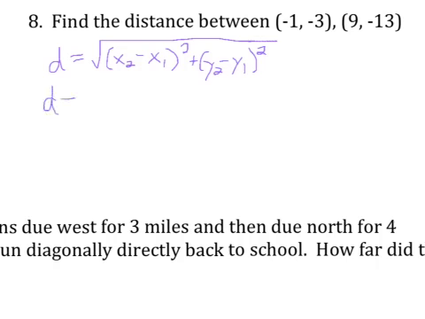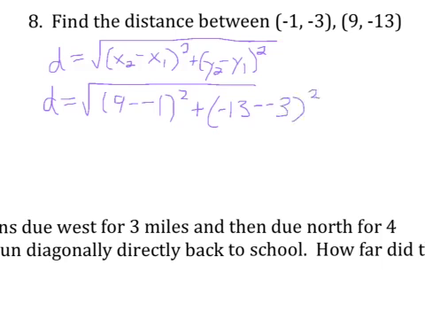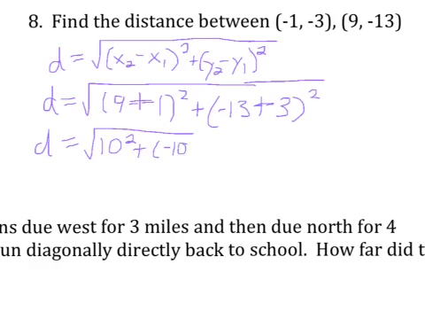So let's plug everything in. So we're going to have the square root of x2, which is 9, minus x1, which is a negative 1, and then y2, negative 13, minus a negative 3. So these double negatives are going to turn into a positive. So we have 9 plus 1, which is 10 squared, plus negative 13 plus 3 is going to be a negative 10 squared.